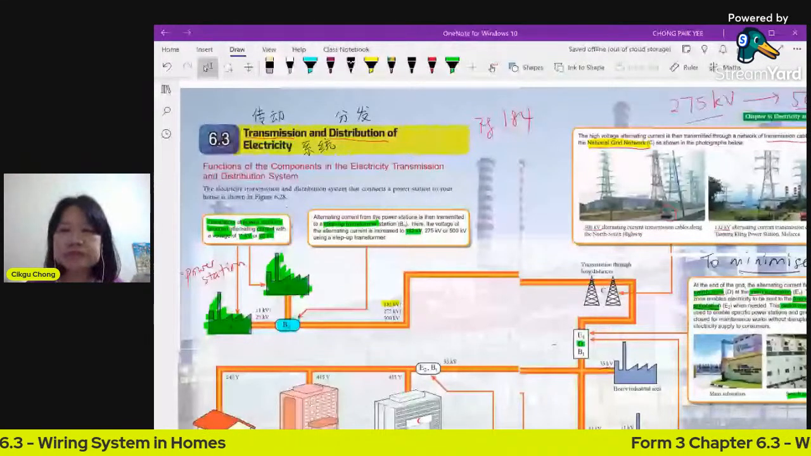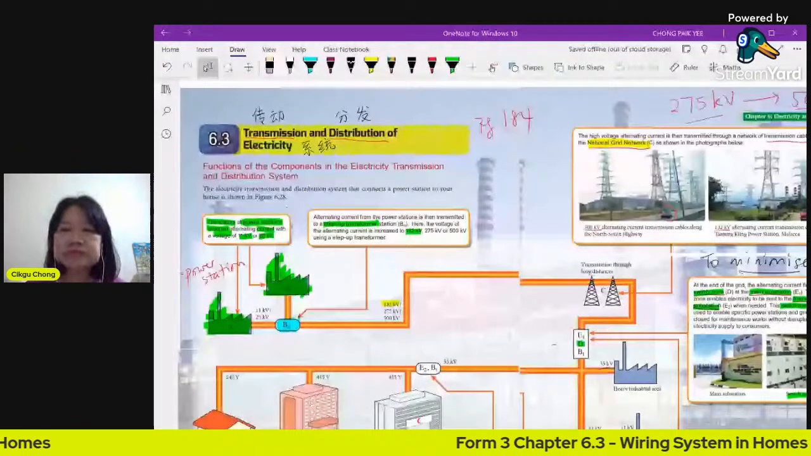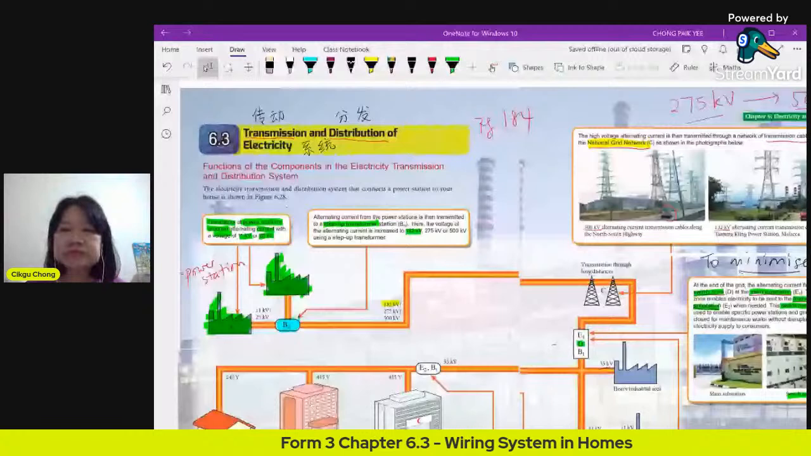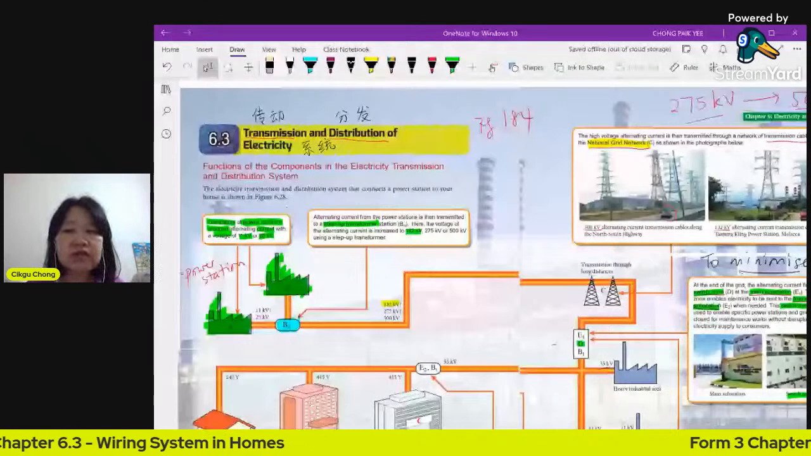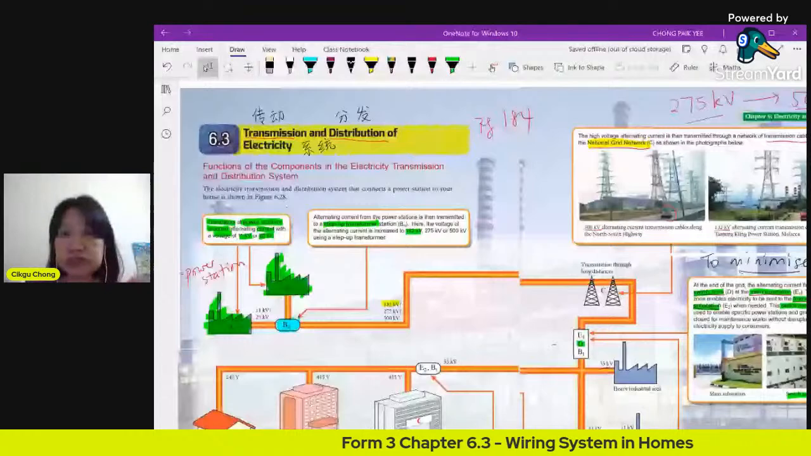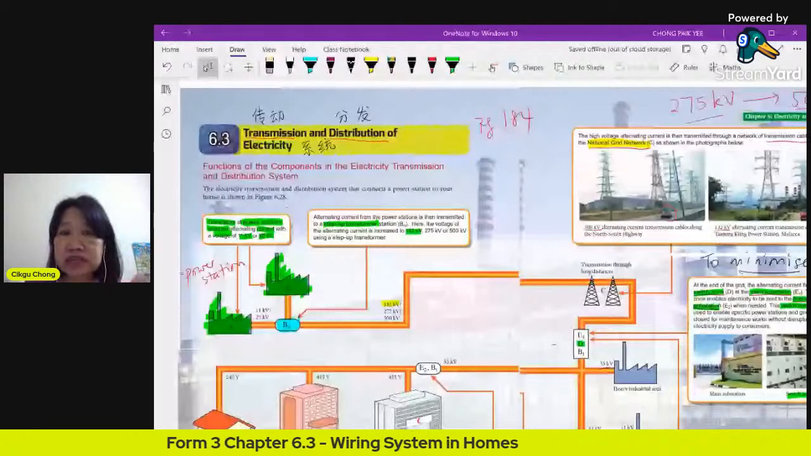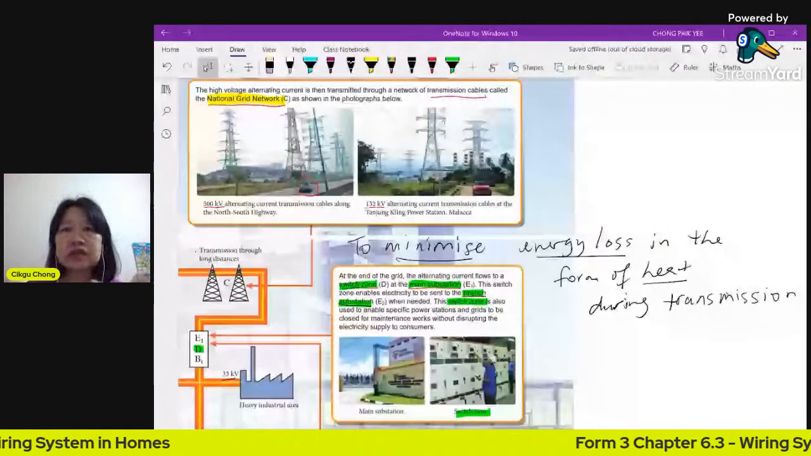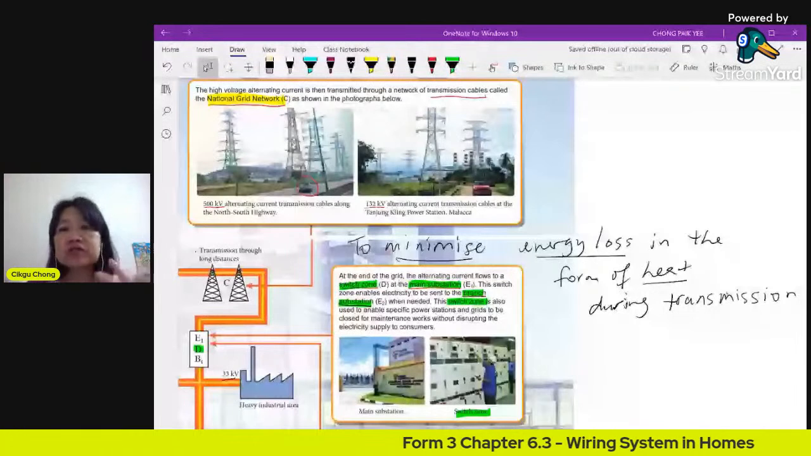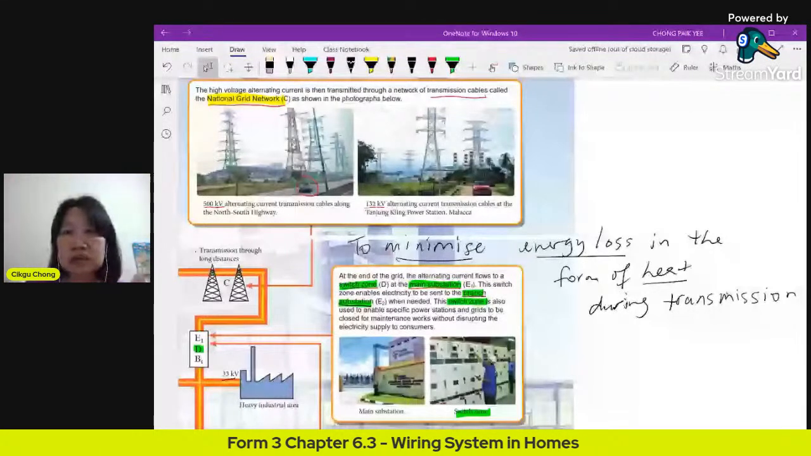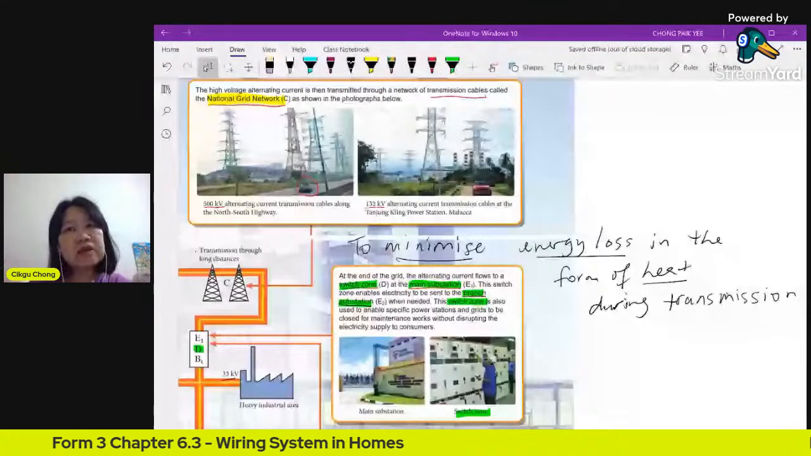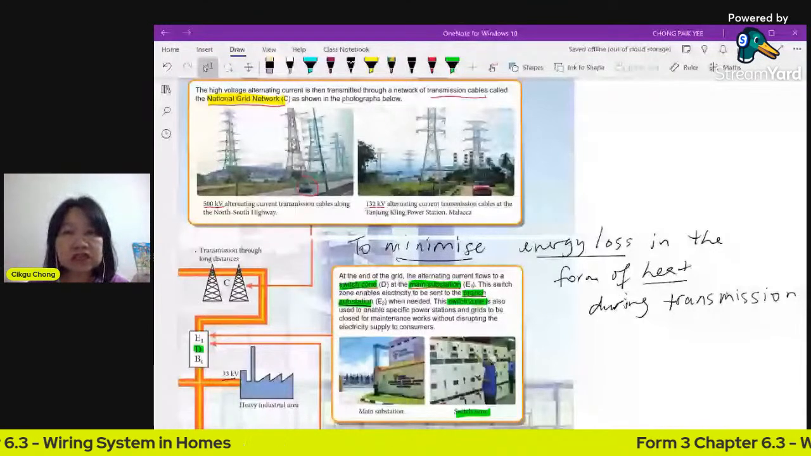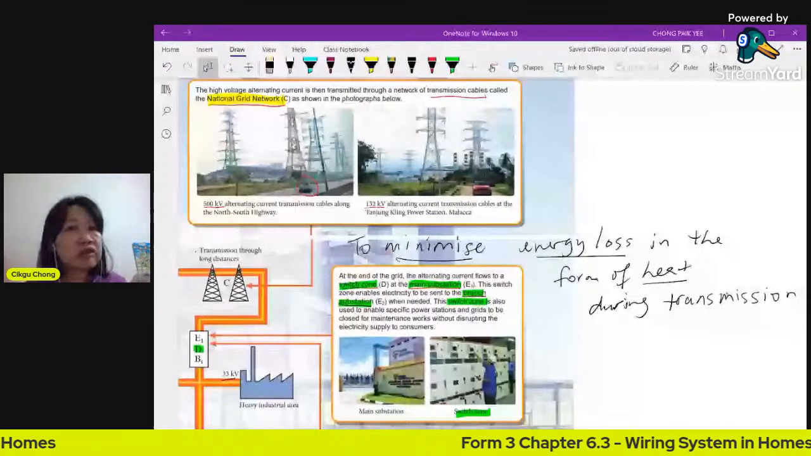The reason why we need to increase the voltage before we transmit is so that we can minimize energy loss in the form of heat during transmission. When you start off with a high voltage, as you transmit along the cable, some of this electrical energy will be converted into heat. But you end up at the end of the day still with quite a lot of energy left in your electricity.